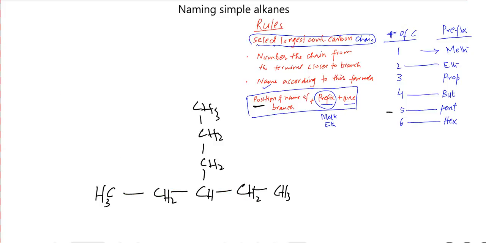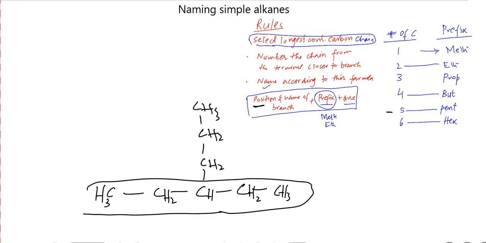Alright, now in this example, if you select this carbon chain, then it is 1, 2, 3, 4, 5. And if you select this one, the red one, then it is 1, 2, 3, 4, 5, 6. So you want to choose the longest carbon chain. This time we'll not go straight, we'll have a bent one. So this will give us 1, 2, 3, 4, 5, 6 carbons.